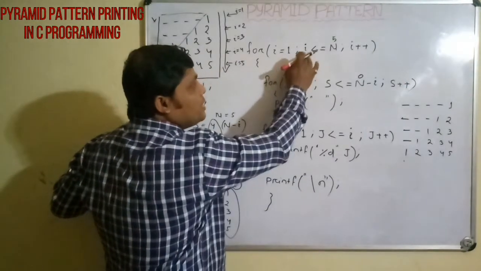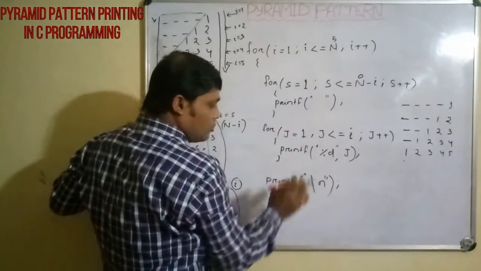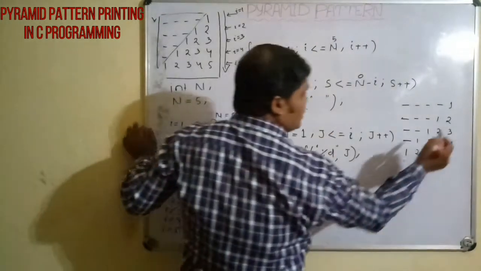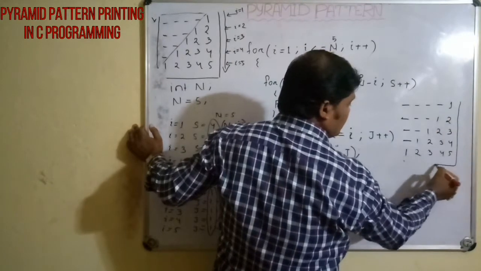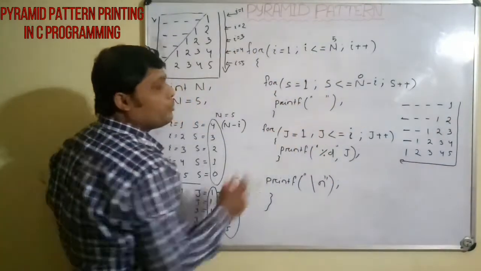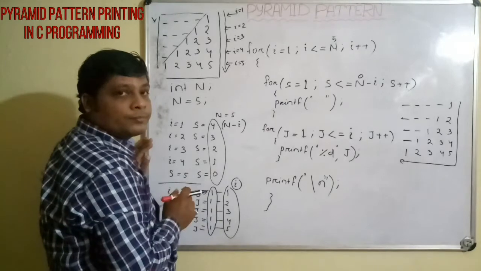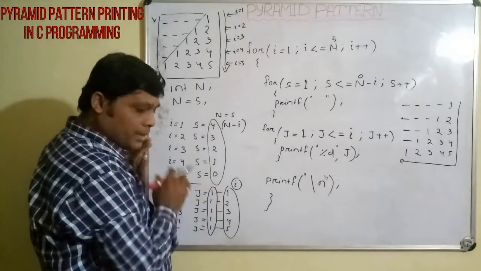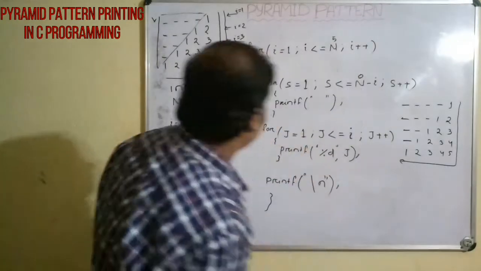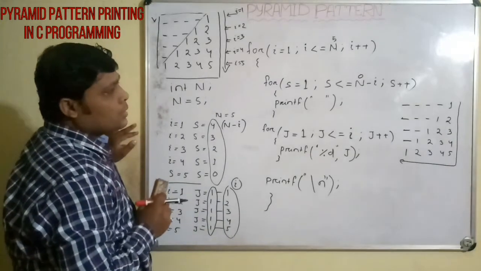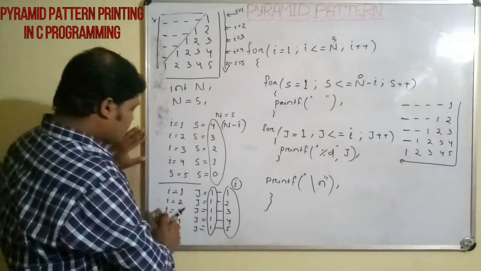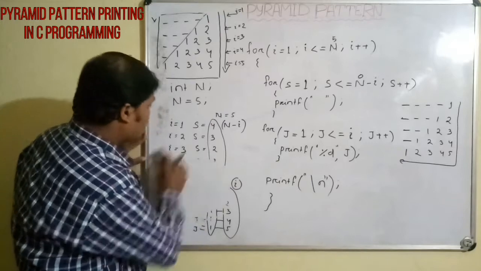Then when I value will be 6, 6 less than or equal to 5 fails, so it will go out of this loop and this structure will be printed. So this program will print this structure. All of it clear? Very simple logic, you can see. Then we discuss another pattern type.